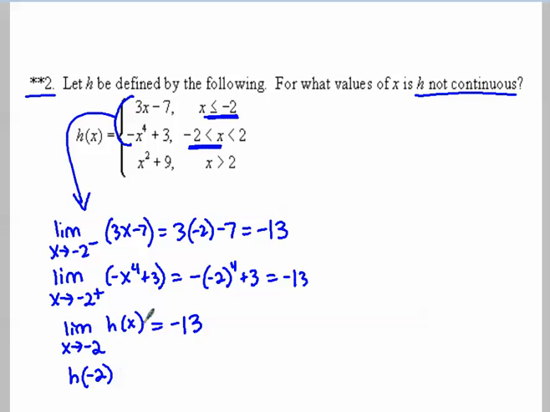Well, h of negative 2, I see that there's an equals right there, which I mentioned earlier, so I use this one because it's equal. That will be 3 times negative 2 minus 7. That will be negative 13.